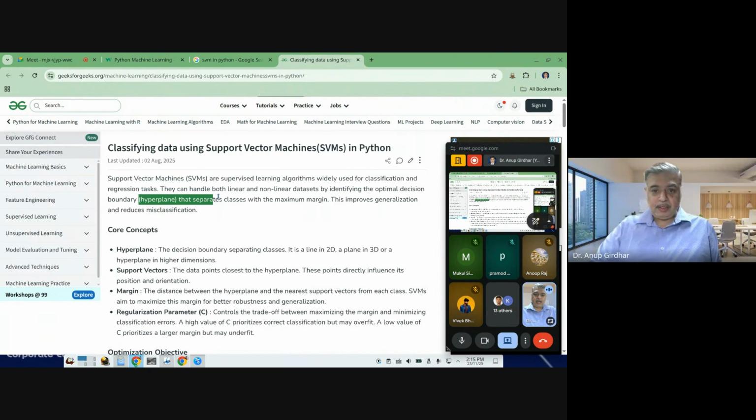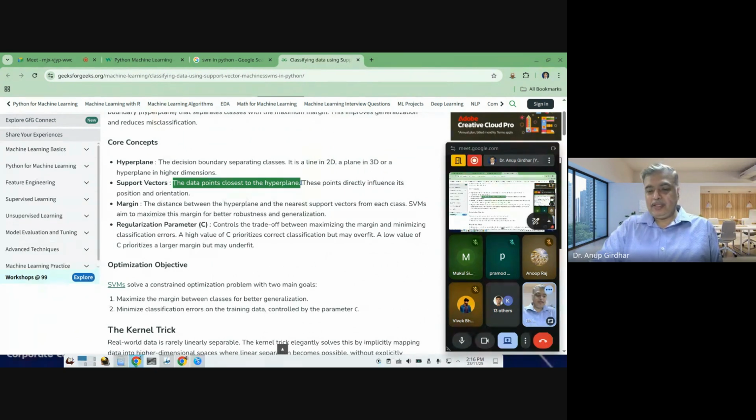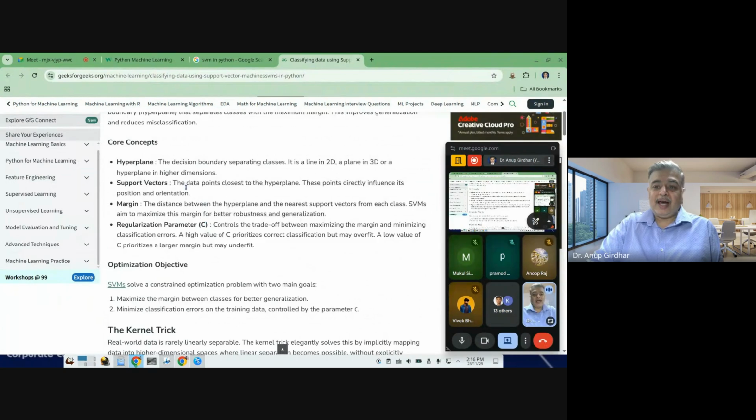So what is a hyperplane? It could be in a 2D or 3D plane, right, with a higher dimensions model. Support vectors are the data points closest to the hyperplane. In the same pattern as we did earlier for regression, with polynomial regression and all, this time we are using a hyperplane model, and we are trying to identify the support vectors, which are basically the data points closest to the hyperplane. These points directly influence its position and its orientation. So both things are covered in this case, the position along with the orientation.